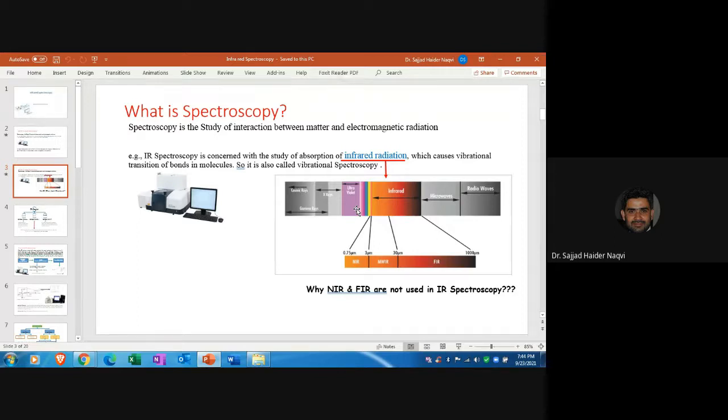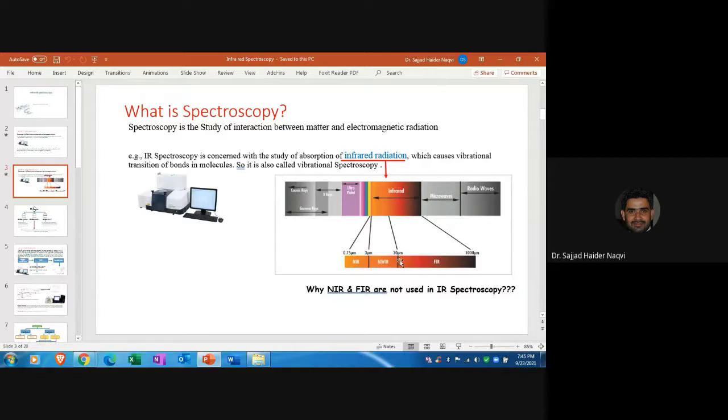So that's why this type of spectroscopy is also being referred to as vibrational spectroscopy. Now, in this diagram, the thing that I want to make sure to explain is that this infrared region is somewhere from 3 micrometer to 30 micrometer, which is called MWIR. That's the main region of the infrared radiation.